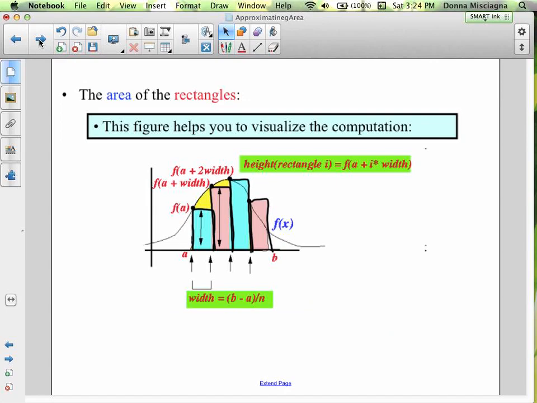So here our width is just the change in x, the difference in the x values divided by the number of subintervals. We only have to multiply it one time because every rectangle has the exact same width. And the heights are the value of our function. So when I plug in a, I get this value. Let's just say the width is w.